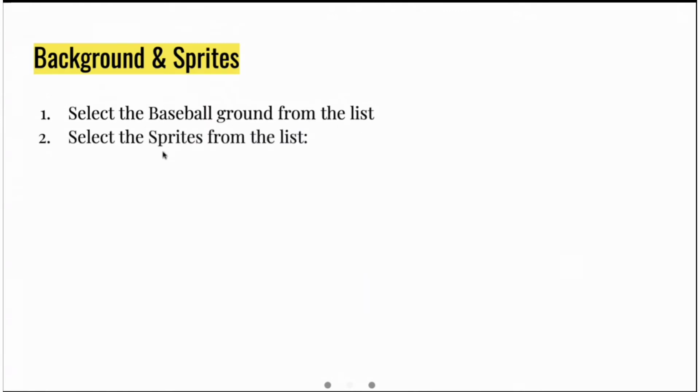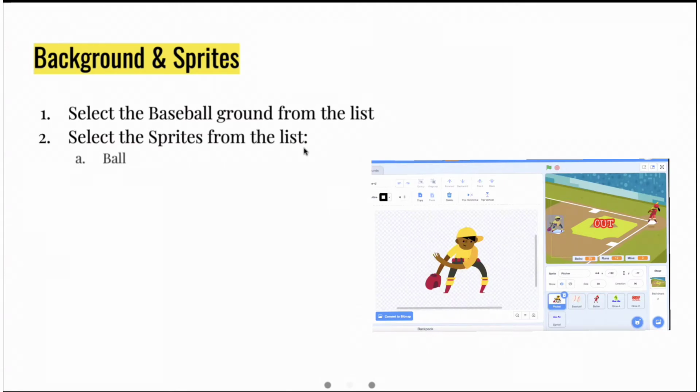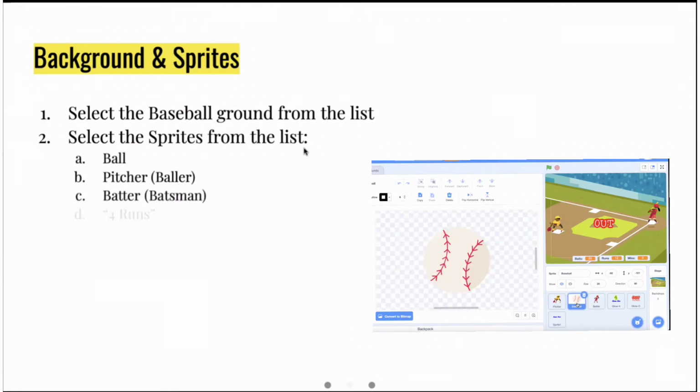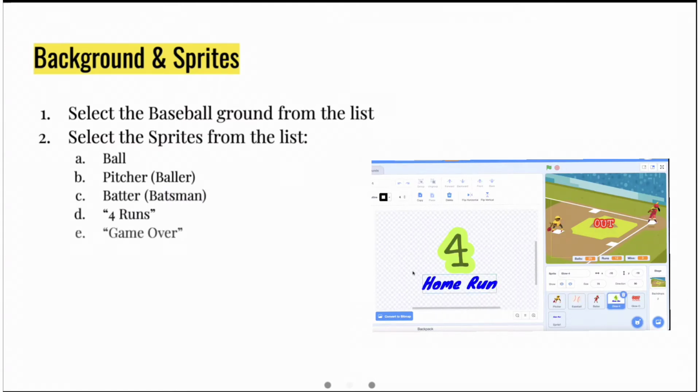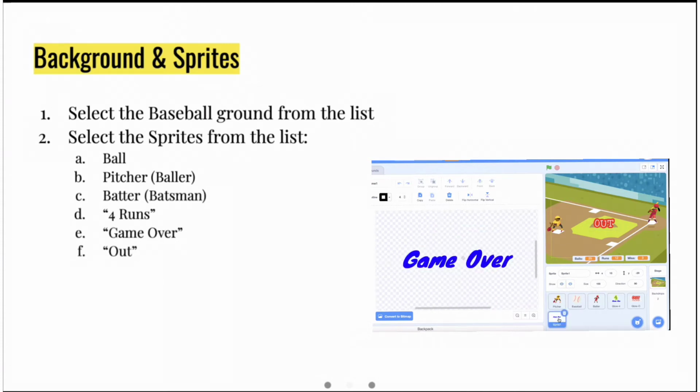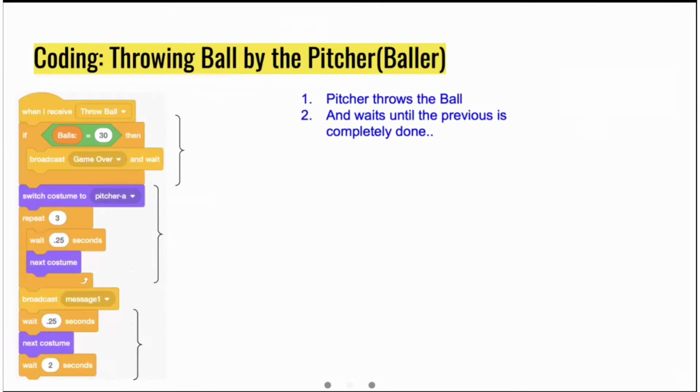You will be able to find... You will also have to do the selection of the respective sprites: ball, pitcher, batter. 4 runs is also a sprite. Game over is a text, but it's a sprite as well. Out is also a sprite. So go ahead and do the selection.